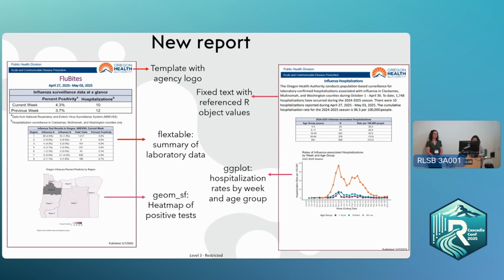On the right, we have an automated text summary, and these numbers are automatically updated each week using object values. So no manual edits are needed, which saves us time and improves accuracy. And then finally, on the bottom right is a graph that shows flu hospitalization rates by week and age group using ggplot. So this graph helps us visualize hospitalization trends over time in a clear and accessible way.